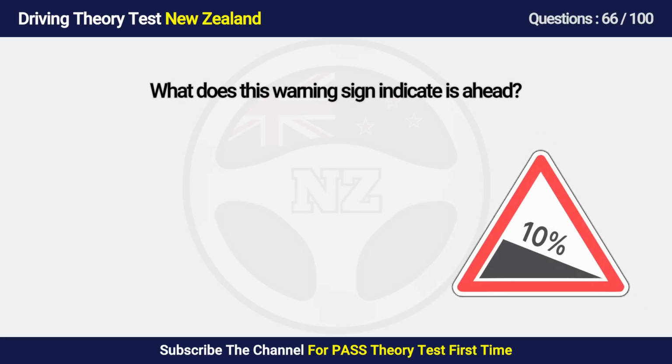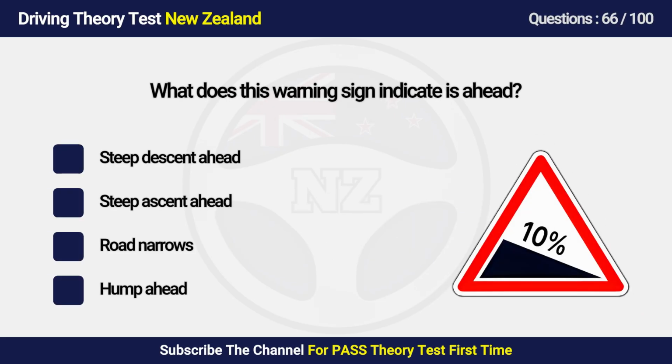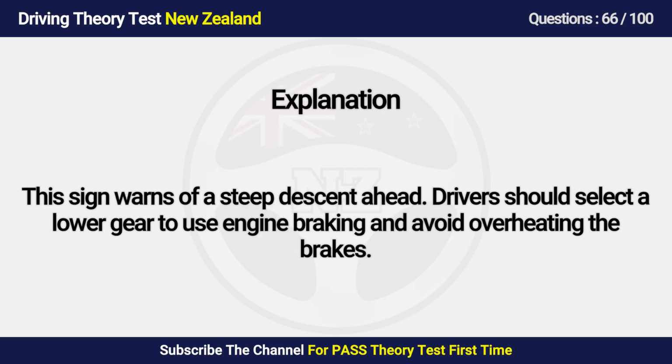Question 66. What does this warning sign indicate is ahead? A. Steep descent ahead. B. Steep ascent ahead. C. Road narrows. D. Hump ahead. Answer is A. Steep descent ahead. This sign warns of a steep descent ahead. Drivers should select a lower gear to use engine braking and avoid overheating the brakes.